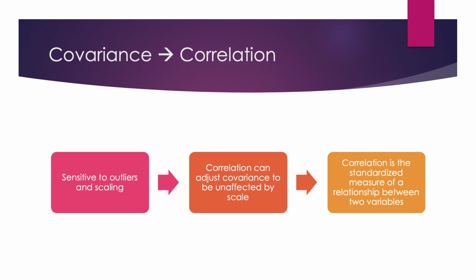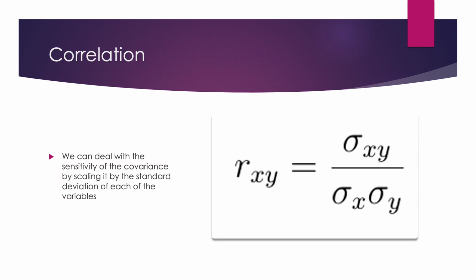So, moving from covariance to correlation. Covariance can be really sensitive to outliers and to scaling. And correlation can adjust the covariance to be unaffected by scaling, because correlation is the standardized measure of a relationship between two variables. And the formula for correlation is as follows. We can deal with the sensitivity of the covariance by scaling it by the standard deviation of each of the variables.